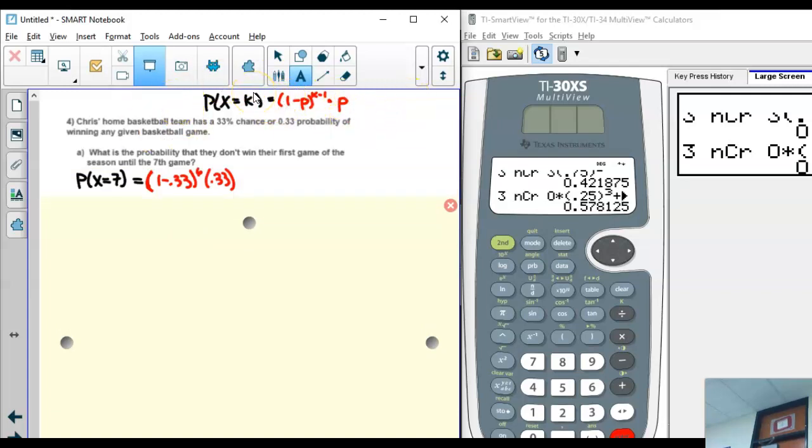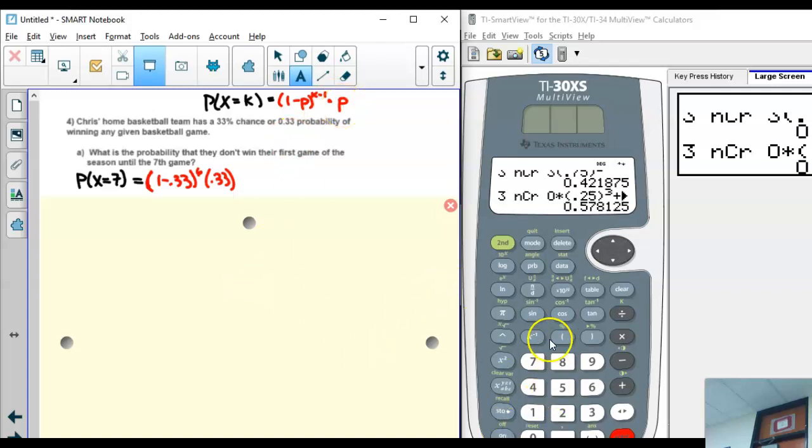Now, what's the difference from binomial probabilities? Geometric is a wait time until your first success. So we don't get our win until our 7th game. We do 1 minus 0.33 to the k minus 1. So our k is 7. They'll give us the k always in the problem. So to the 6th power times 0.33.